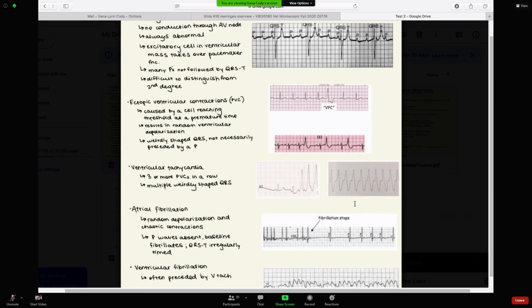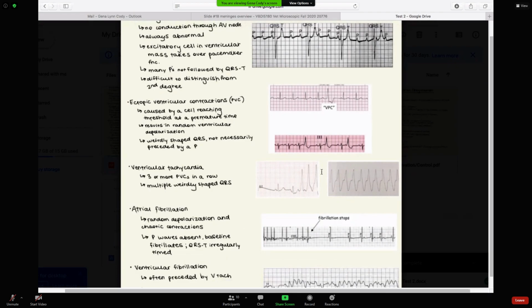So it's not necessarily caused by them working hard. It has to do with those cells reaching threshold at weird times. So this VTAC is caused by some area of my ventricle, whether it's one cell or multiple cells in a little region, reaching threshold out of turn. When they reach threshold, that's going to cause the ventricular depolarization. If that area is really fast at reaching depolarization and I'm getting these out of turn contractions multiple times in a row, that's this VTAC.